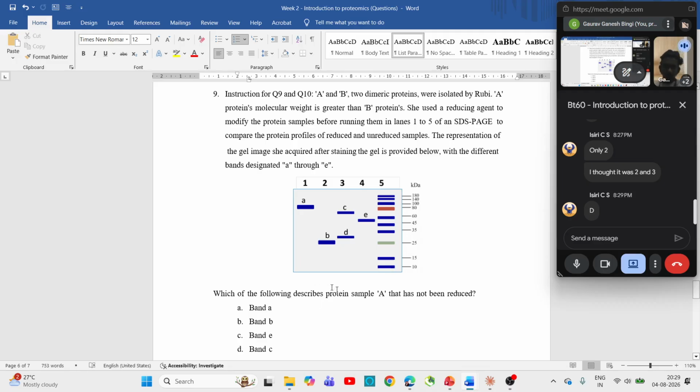So which of the following describes protein sample A that has not been reduced? So let's read the question. So that is A and B, two dimeric proteins. So it is a dimeric protein. It was isolated by Ruby. A protein molecular weight is greater than B. She used a reducing agent to modify the protein sample before running them. So the disulfide bonds are broken now. Okay, and A has higher molecular weight than B.